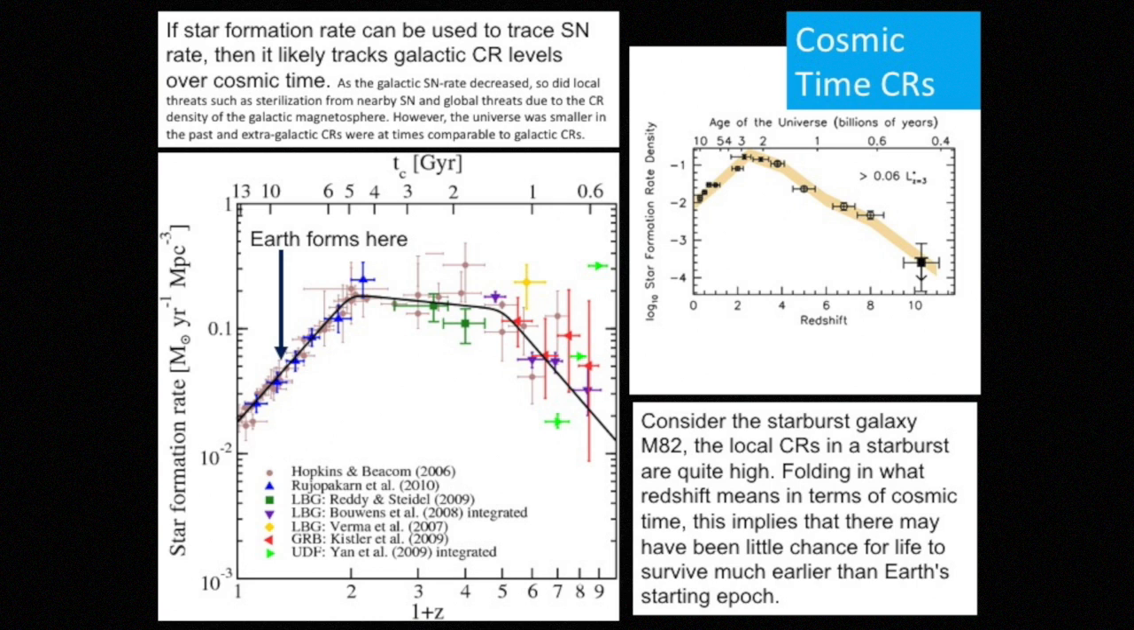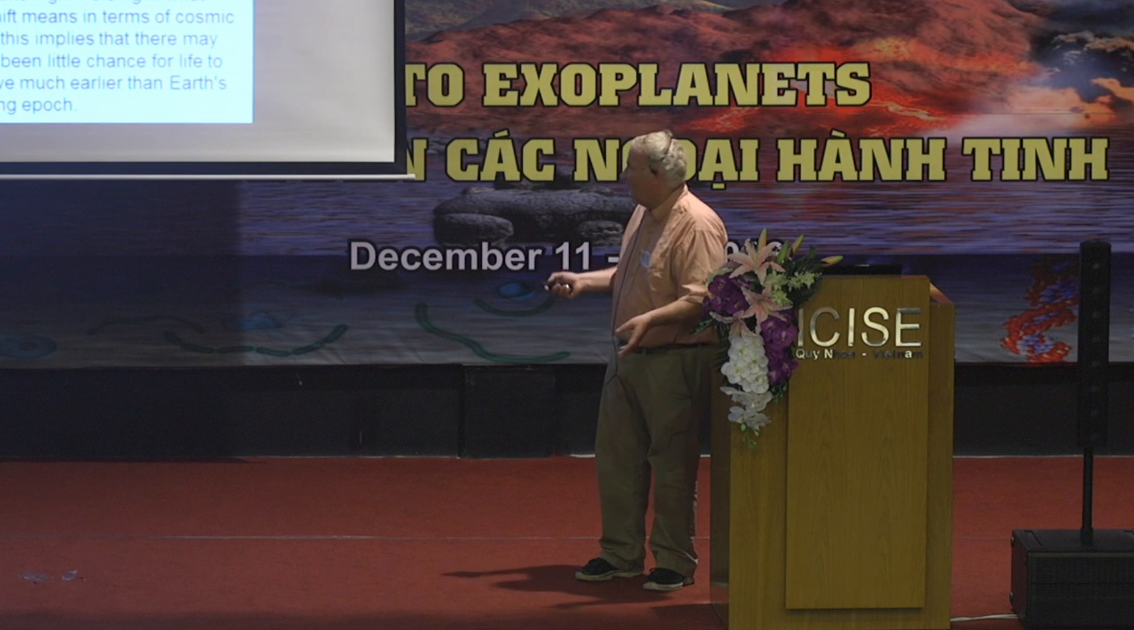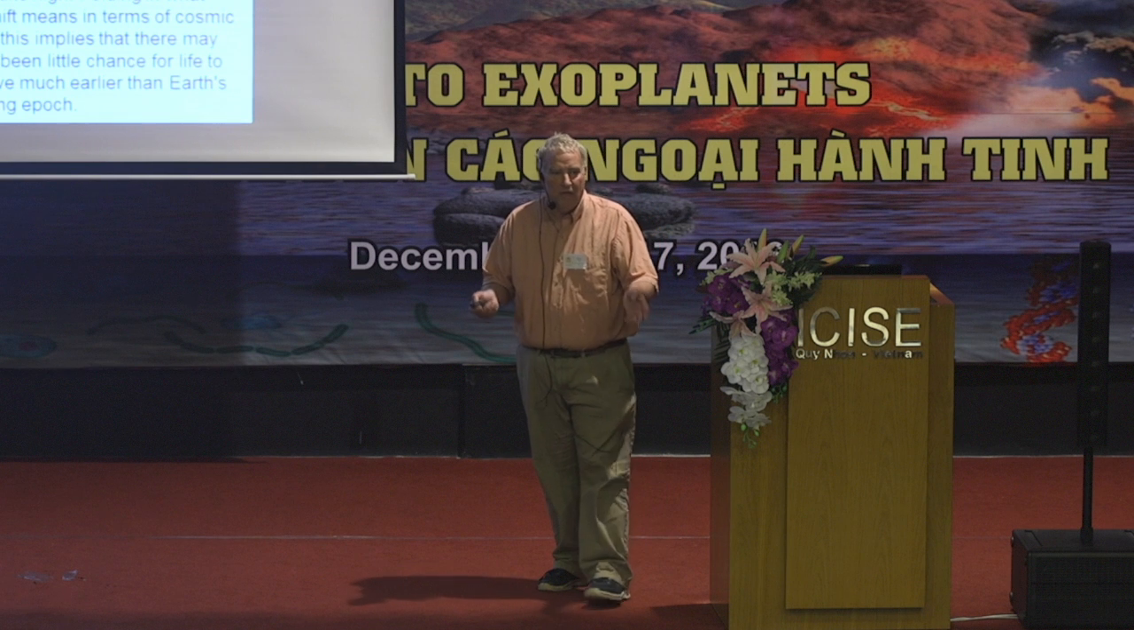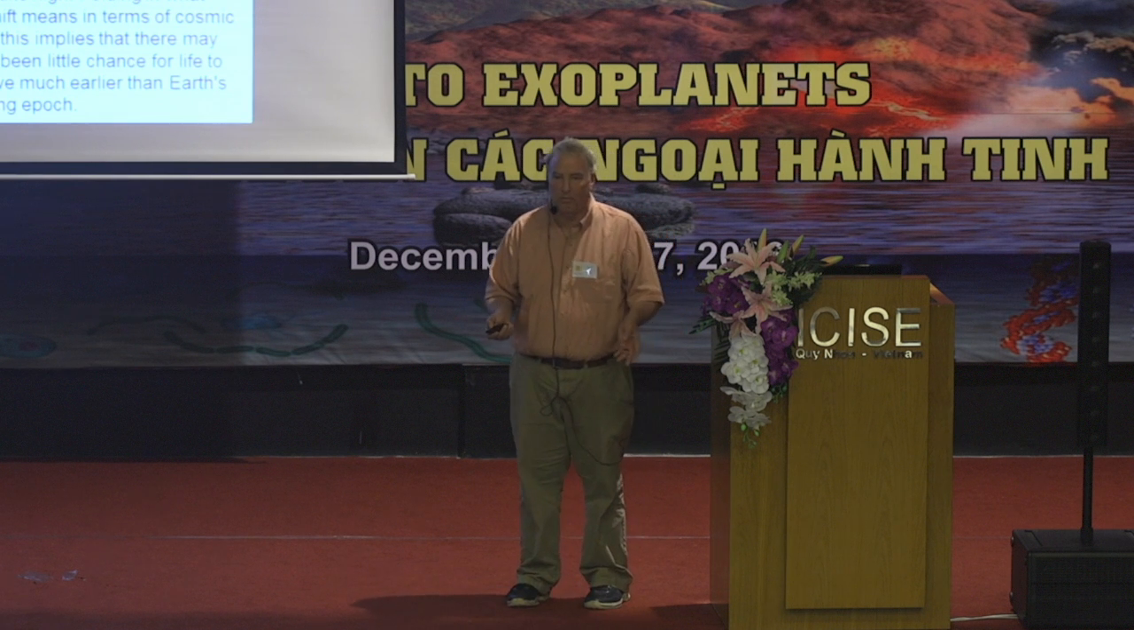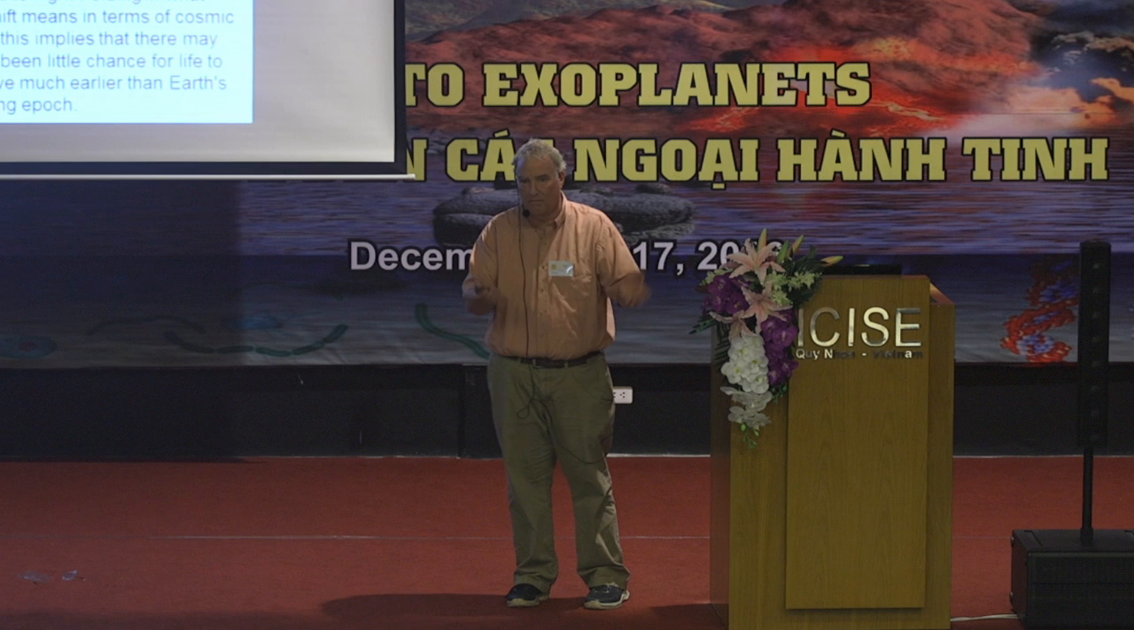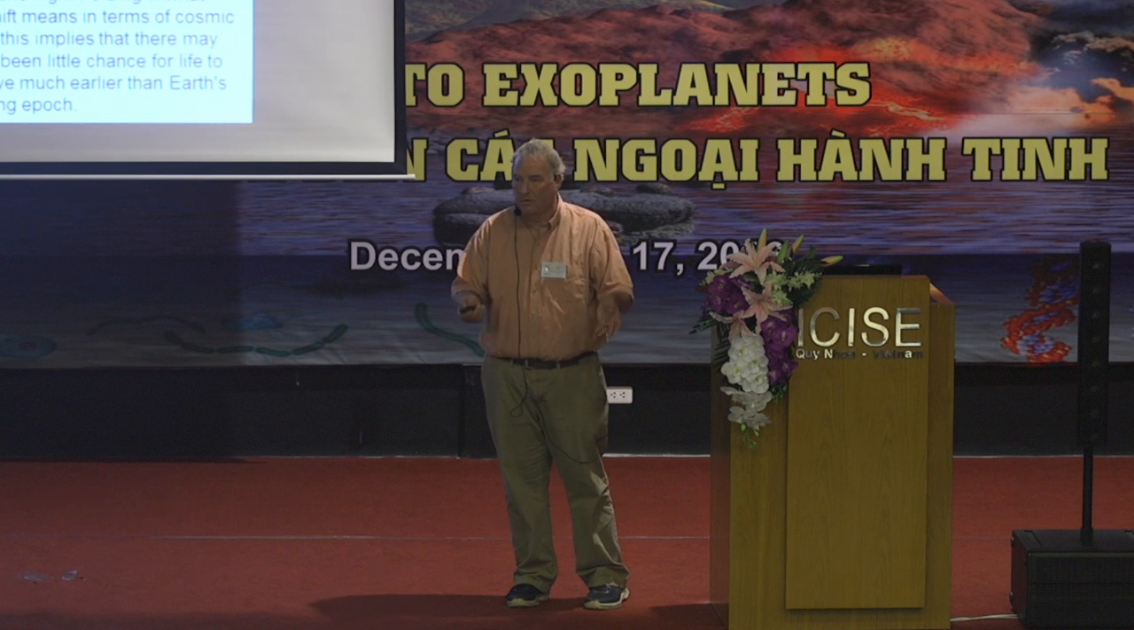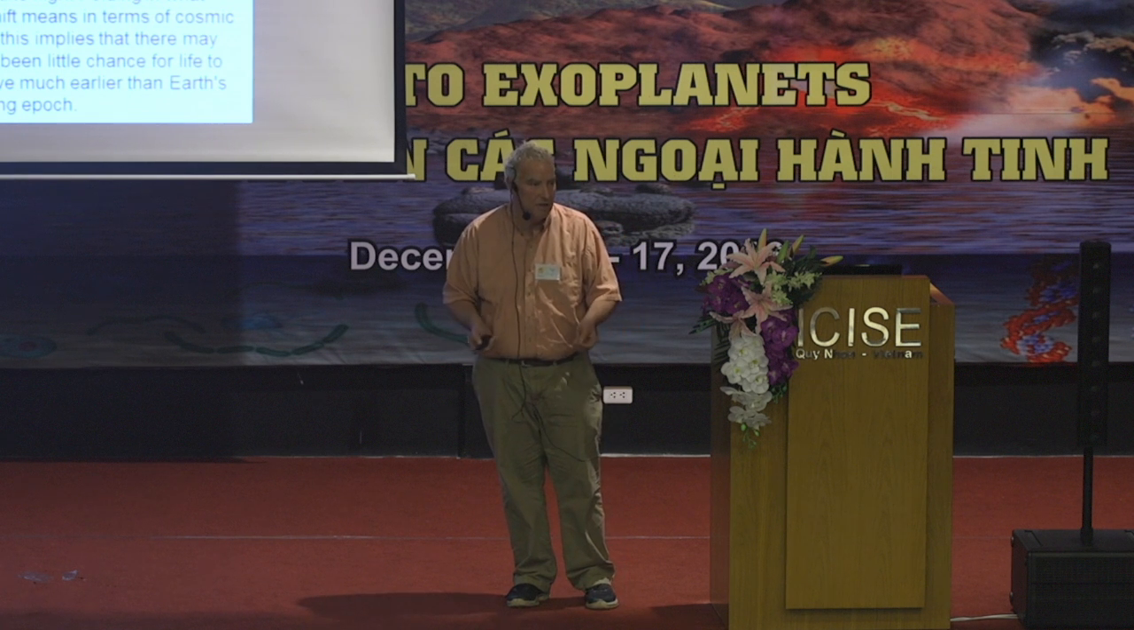Star formation rate has decreased substantially, and the cosmic ray density has likewise decreased, because these cosmic rays, after they get accelerated by supernovae, stay around for roughly 10 to the 7 years before they leak out and become part of the galactic wind. If we consider the starburst galaxy M82, the cosmic ray density for planets exposed in M82 is up to 3 orders of magnitude higher than what we experience here on Earth.